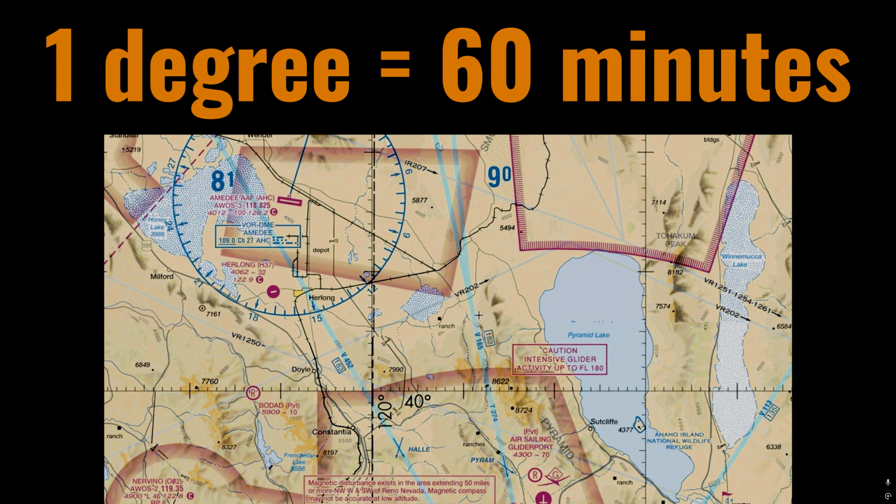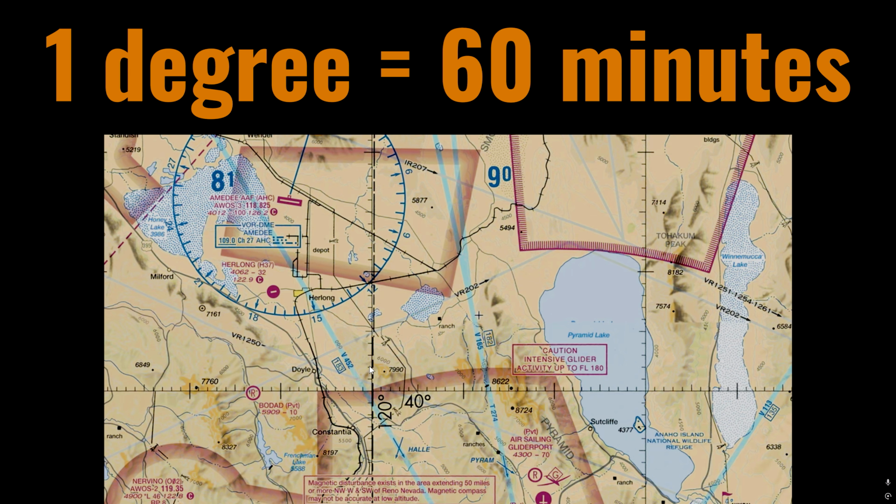So first up, 1 degree equals 60 minutes. Now, when you're looking at any particular figure that includes a sectional chart, you're going to see a line of latitude running east to west and a line of longitude running north to south. And you will see the degrees for each of those lines.